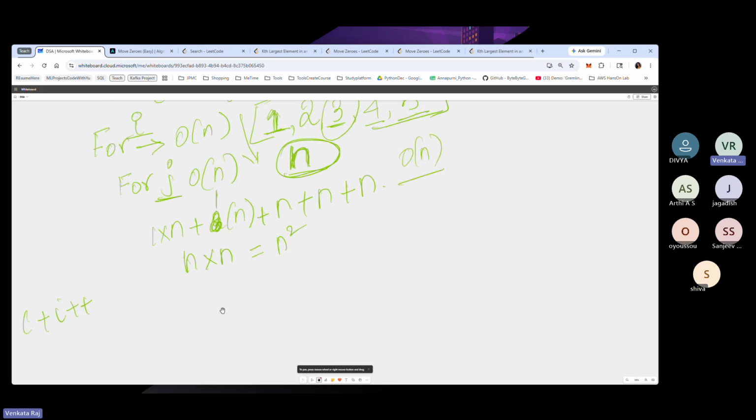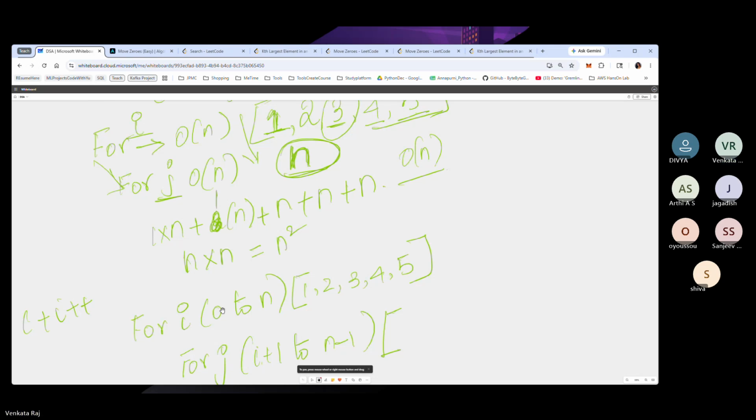When it is a nested for loop, which means for i, and you have for j inside it, and this j depends on i plus 1, 2, n minus 1 for 0 to n. So how do you do it? For example, here the array is 1, 2, 3, 4, 5. And here again you have the array 2, 3, 4, 5.